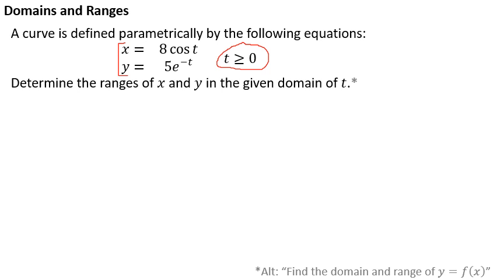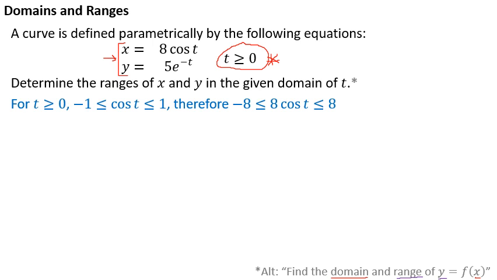Another way of saying this, which is quite common, is to find the domain and range of y equals f of x. In other words, if it were written as an implicit function, y in terms of x, what would the domain be? In other words, what x values would we need to put into it? And what would the range be? In other words, what are the y values that correspond to those x values? However you think of it, it comes back to the same thing. We need to think in terms of the values of t that go into this and the corresponding values of x and y that come out.